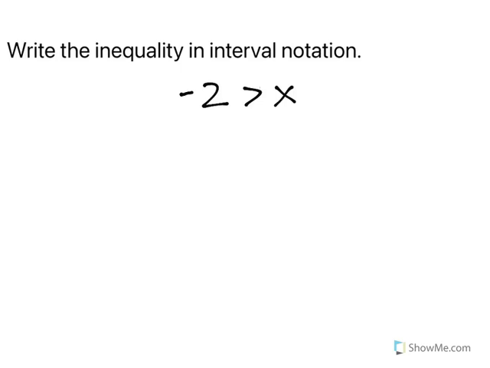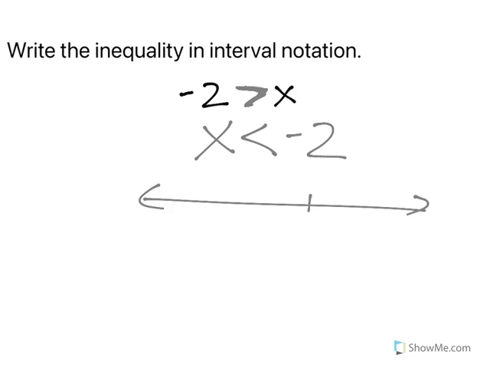Write the inequality in interval notation. -2 is greater than x. Y'all, I'm a huge fan of the variable being first. In my head, it just makes so much more sense. And so I would rewrite this, because this is what I would do, and say, okay, this inequality symbol is pointing at the x, so I'm going to flip it. So -2 is greater than x is the exact same as x is less than -2.